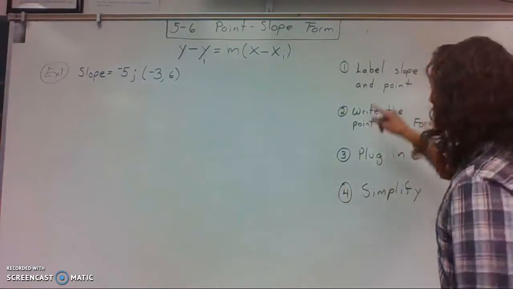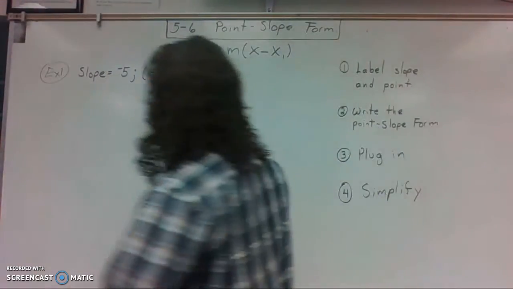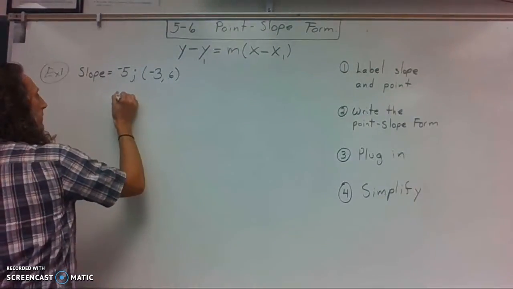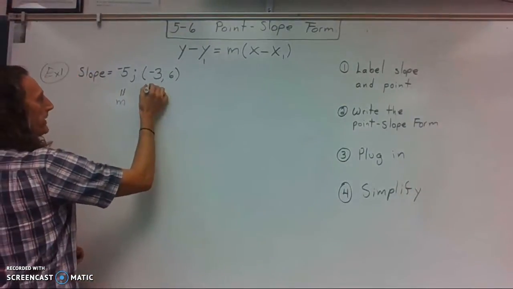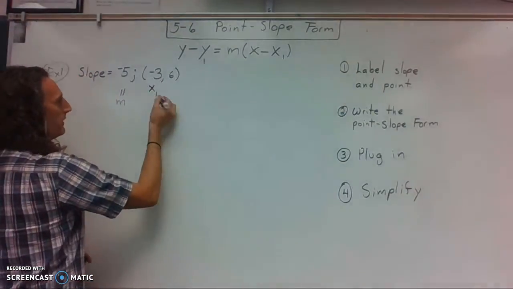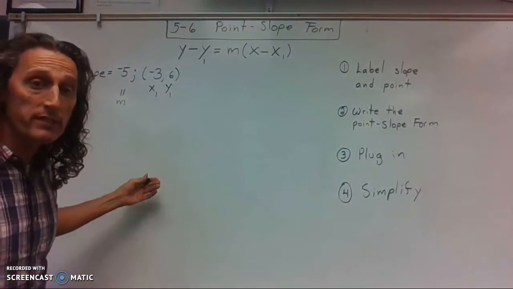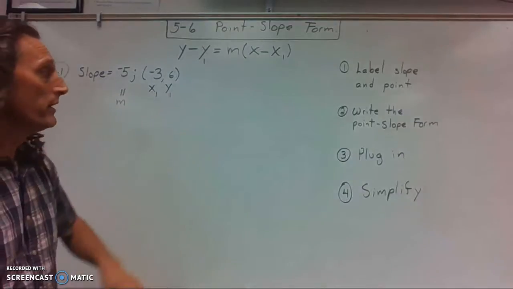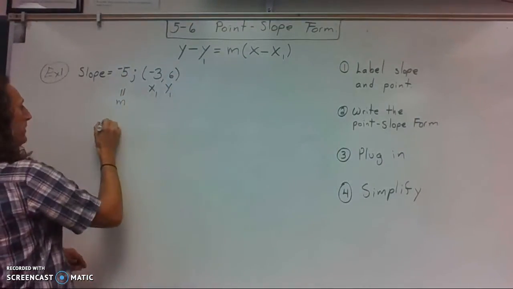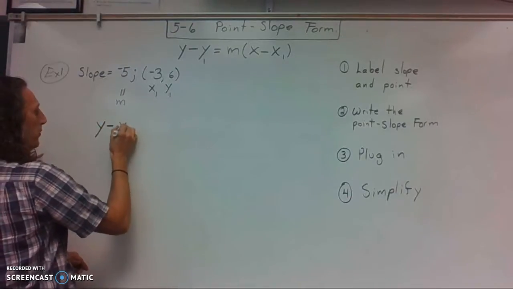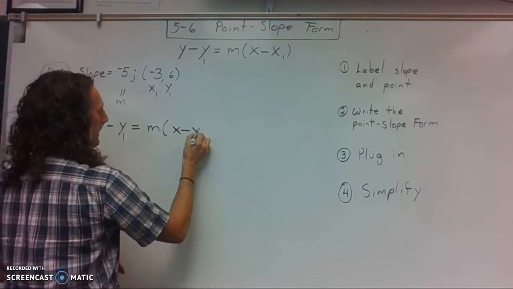All right, so step 1 says label my slope and my point. So I'm going to come over here and I'm just going to put m, right? That's my slope. And I'm going to label this x1 and y1. All right, so step 1 is done. We labeled our information. Write down the slope, step 2. So our equation, which is right there, rewrite it: y minus y1 equals m times (x minus x1).